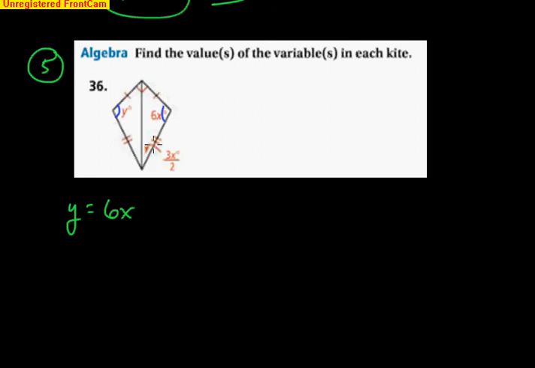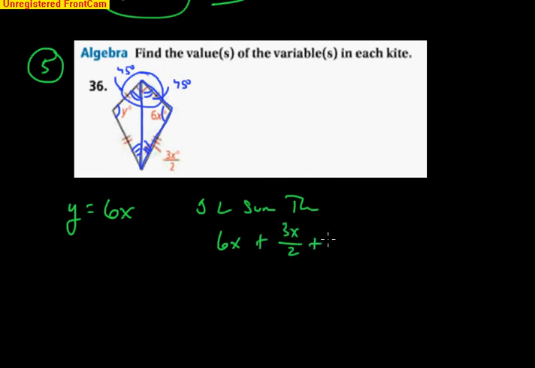Angles formed by the congruent sides are bisected by the diagonal. So these 2 angles are congruent, and those 2 angles are congruent. Well, this right here is a 90-degree angle. So that makes each side 45 degrees. Now look at this triangle. 6x, 3x over 2, 45 degrees. Use the triangle angle sum theorem. 6x plus 3x over 2 plus 45 equals 180 degrees.